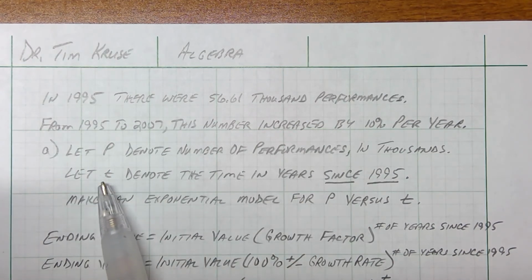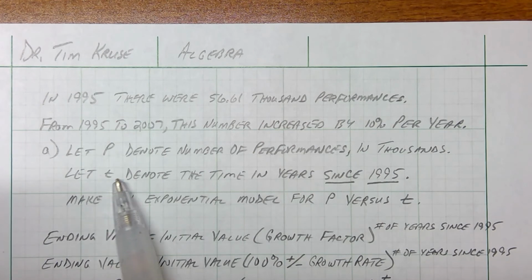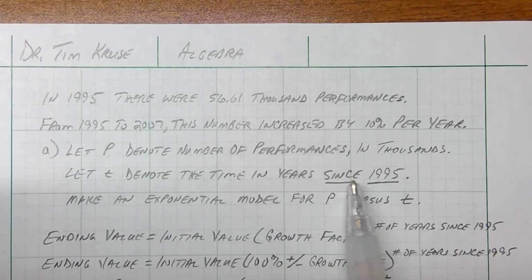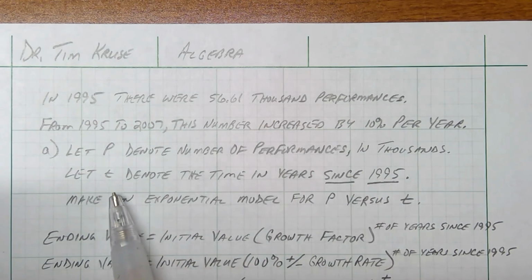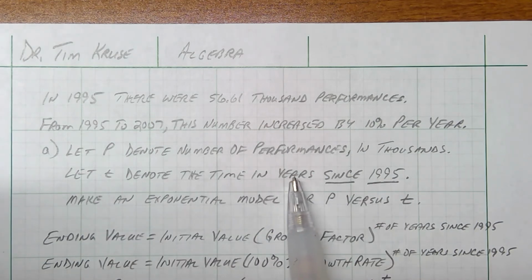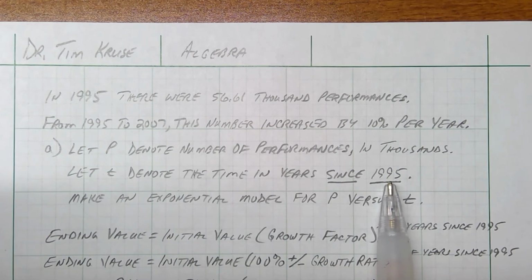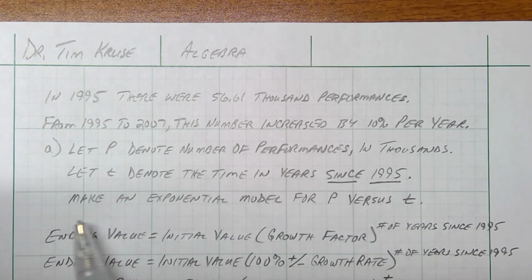Now this is important. They said let T be not the year, but the time in years since 1995. That's a trick they use a lot. They don't want you to use 1995 or 1996 or 1997. They want you to say T is how many years since we started measuring, since 1995. Make an exponential model. That just means write a formula for P versus T. That means P of T. So P in terms of T.